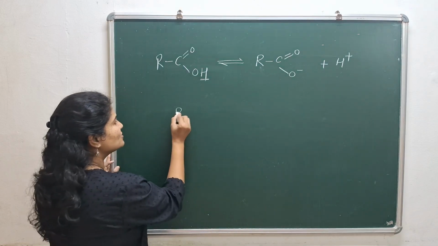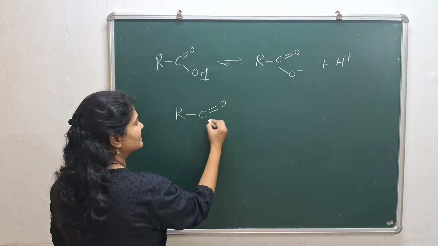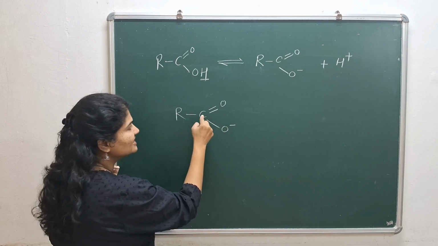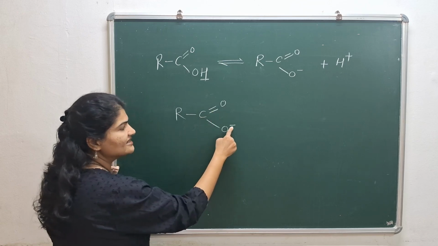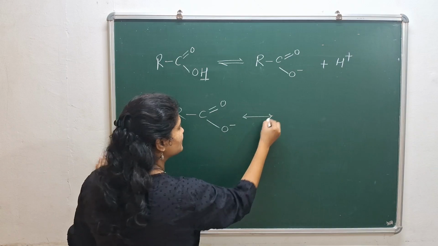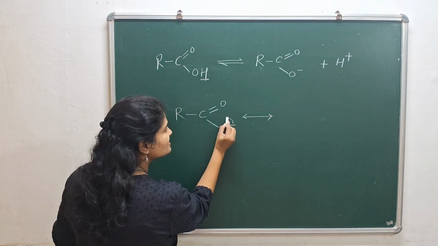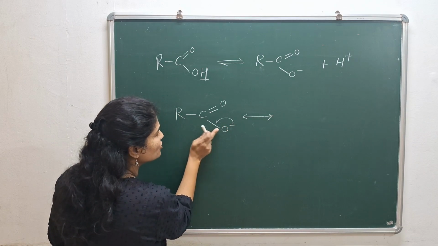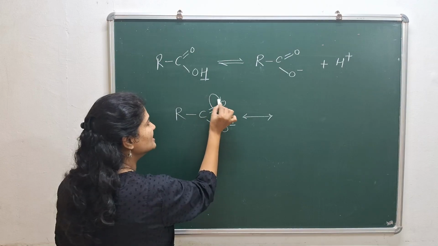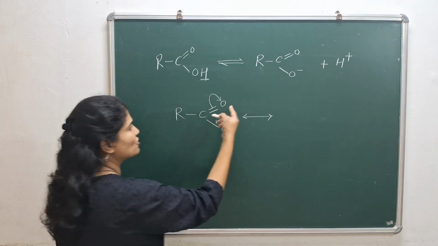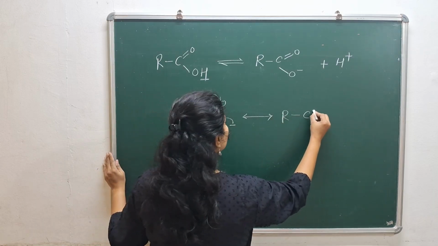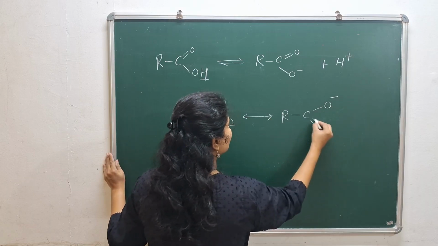How? Let's see. Now, look at this. This is a carboxylate ion where you can see there is a double bond between carbon and oxygen, and this oxygen carries an electron pair, a negative charge. Let's see what happens if these two electrons come here. Then carbon and oxygen can form a double bond here. In turn, this pi bond will be broken and the electrons will be shifted to this oxygen, making it negatively charged. So, what we get is CO minus double bond O.